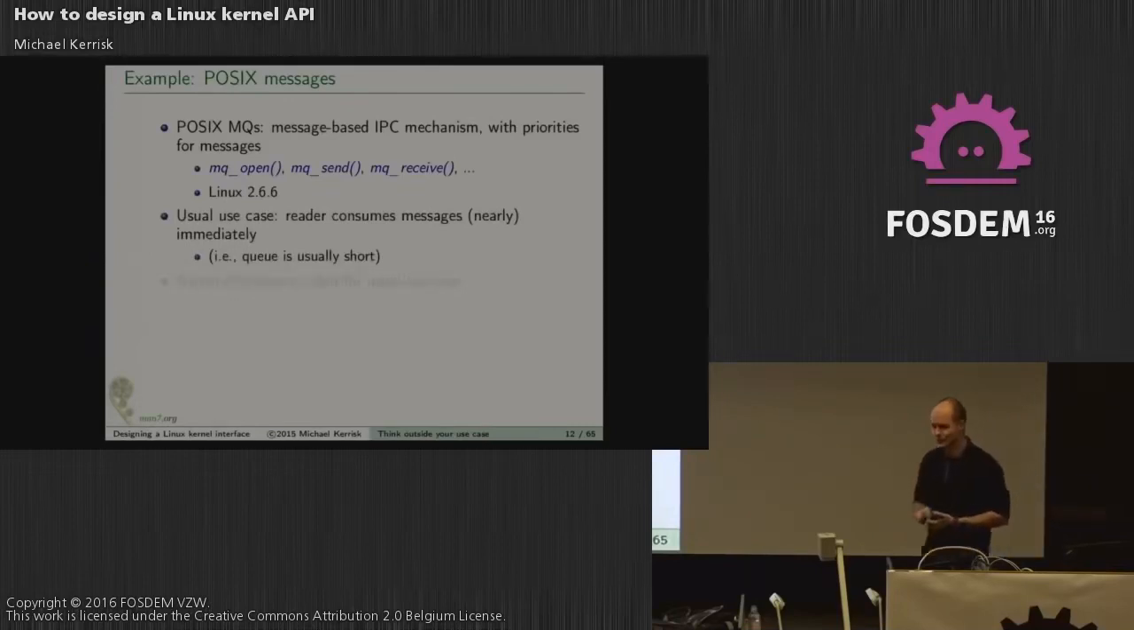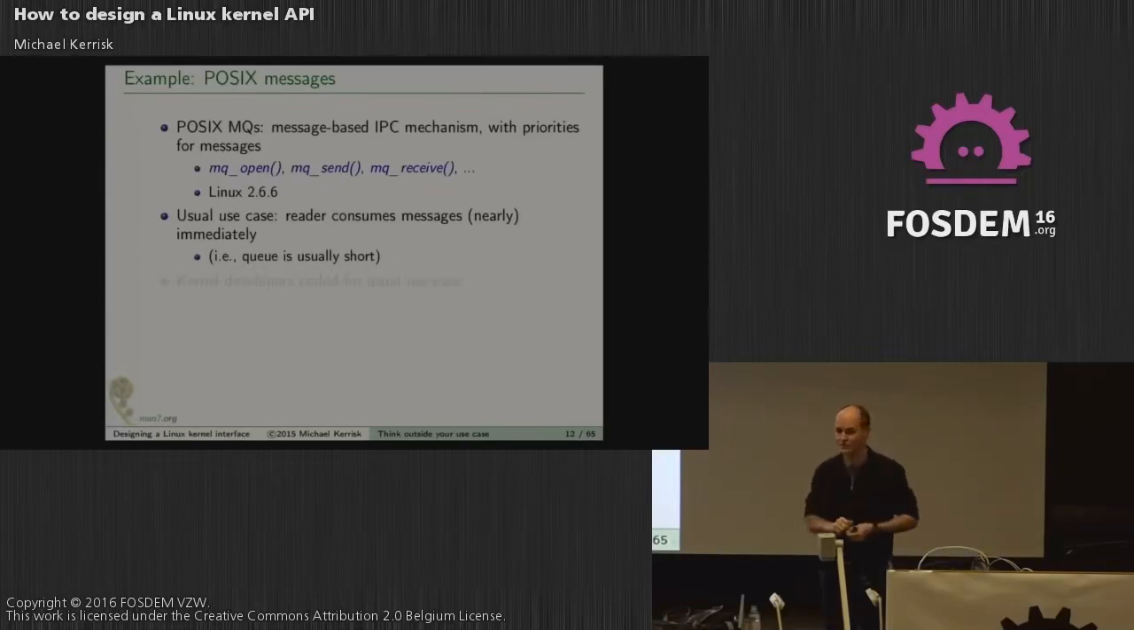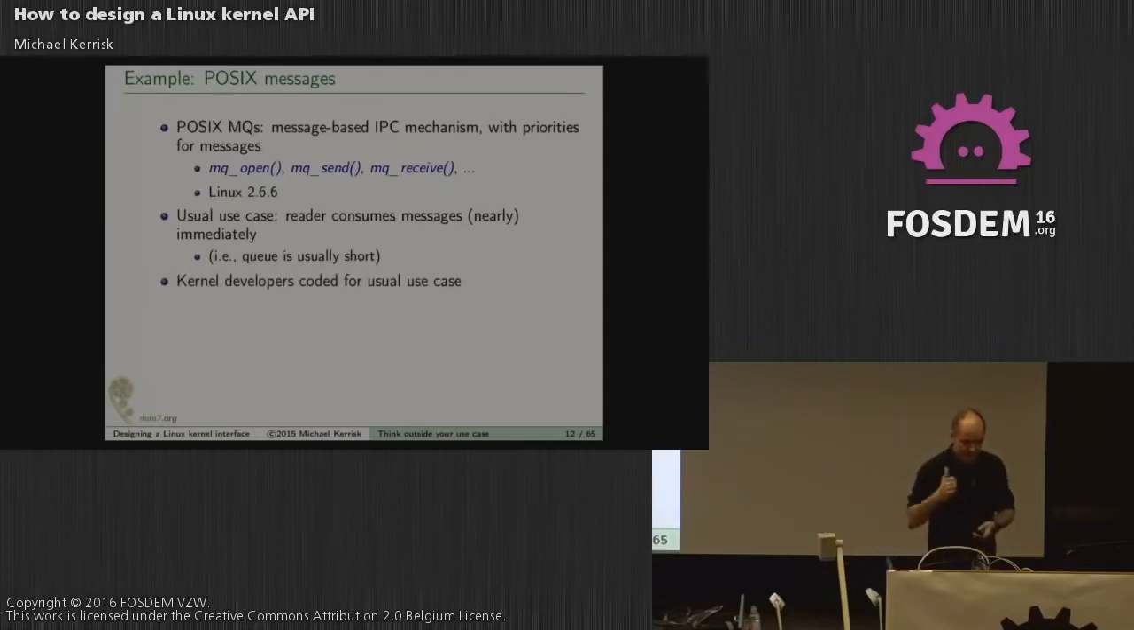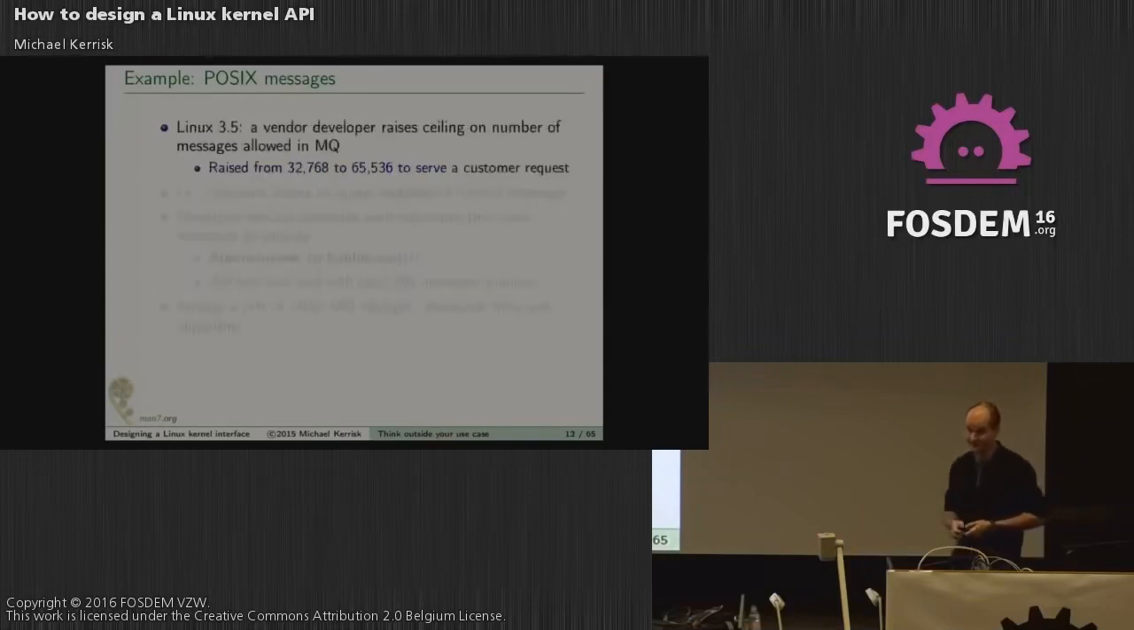The usual use case of POSIX message queues is you've got a reader sitting around, always reading incoming messages, dealing with them pretty quickly, and perhaps now and then a writer comes along and puts a message in the queue. Because there's always a reader around, there's never many messages in the queue. Perhaps at the most a few messages, a lot of the time 0 or just 1 message in the queue. The people who originally wrote POSIX message queues coded for the expected use case.